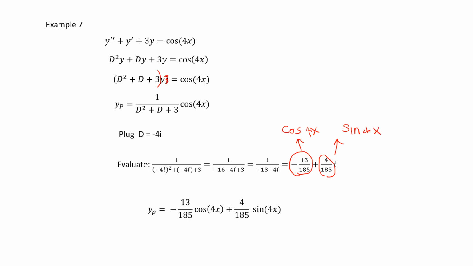Therefore, your particular solution is just negative 13 over 185 cosine 4x plus 4 over 185 sine of 4x.